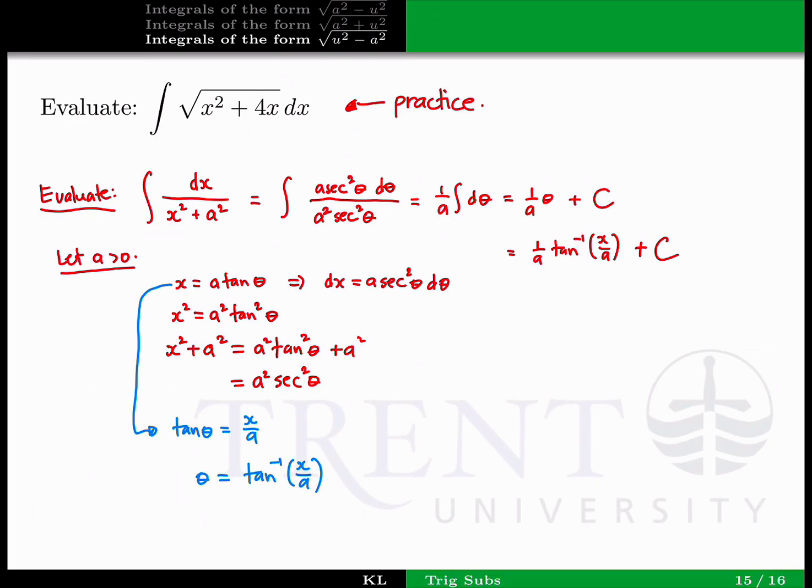So I want you to memorize the formula because it will be helpful in the future, and particularly in our next topic. So integral of dx over x squared plus a squared. This is 1 over a arctan of x over a plus c.